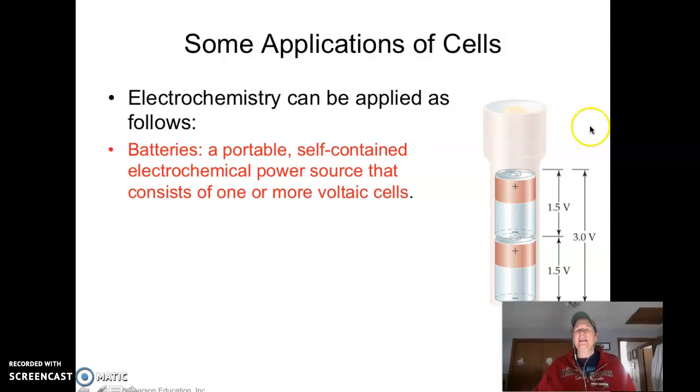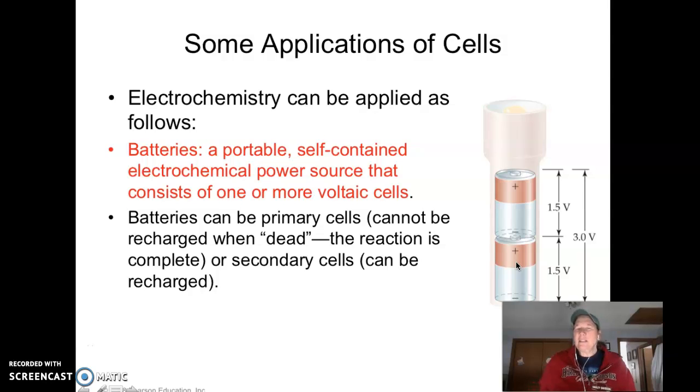Anyway, the biggest thing we use electrochemistry for probably is for a battery. And it's a portable, self-contained electrochemical power source, okay? And really what it does is that each one of these is a Voltaic cell.